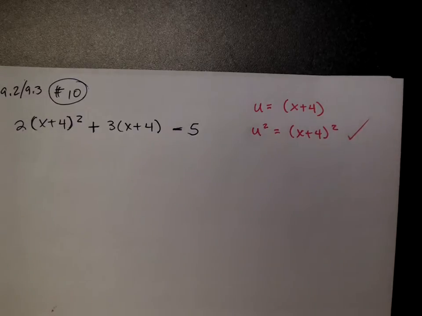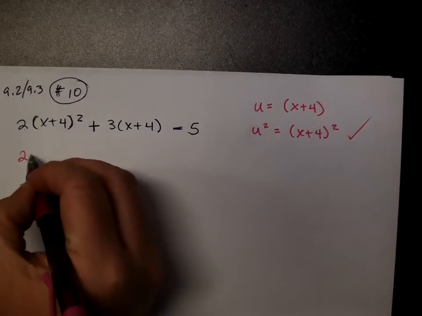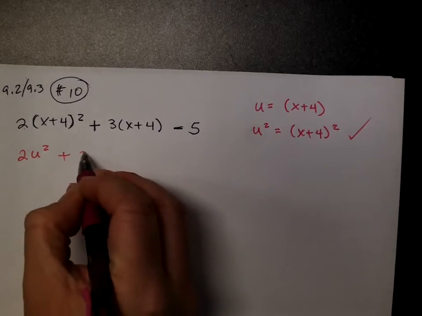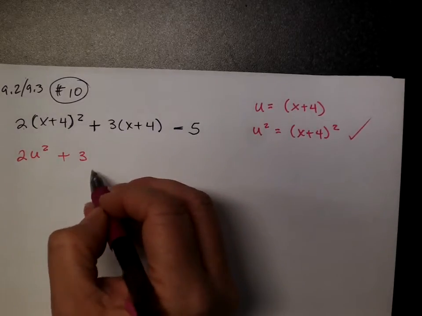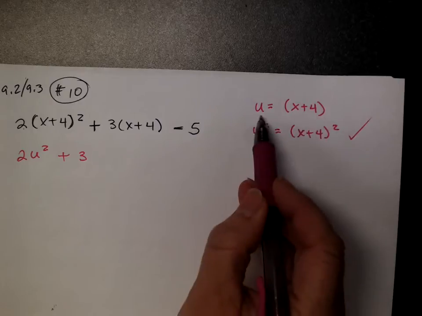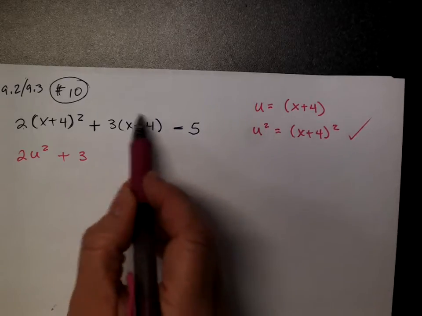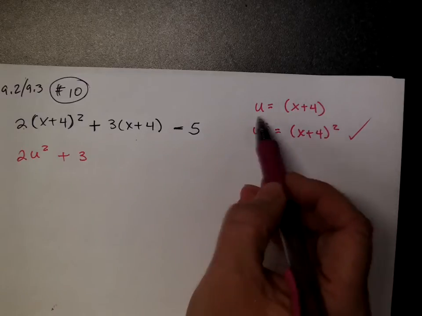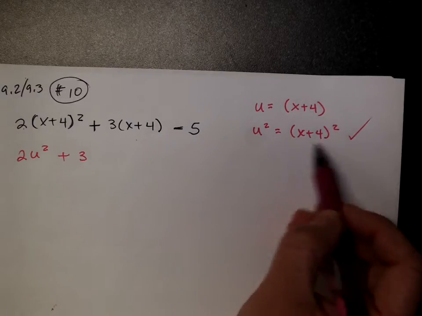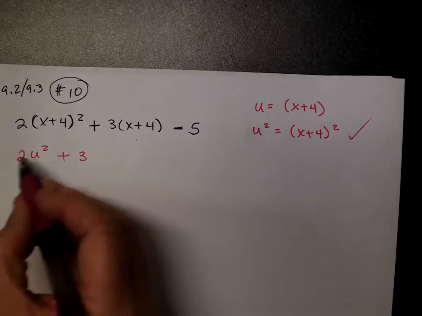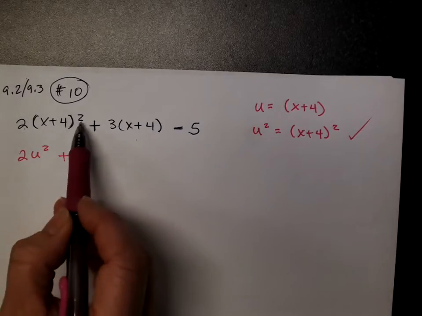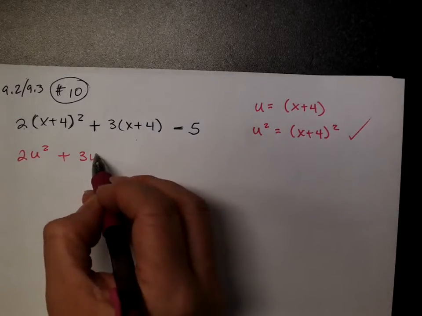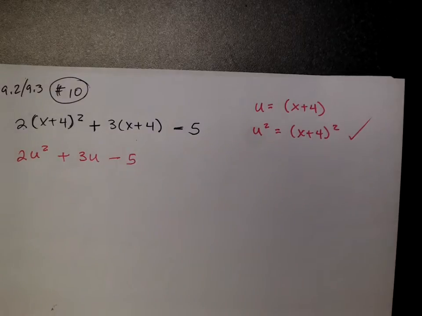It is quadratic in form. So rewrite this. Why did we do that? Because x plus 4 is equal to u. We set u equal to our middle variable. And so anywhere we see our x plus 4, we write a u instead. Where we see x plus 4 squared, we write u squared instead. So this is 2u squared. This is 3u minus 5. To make it more simple.